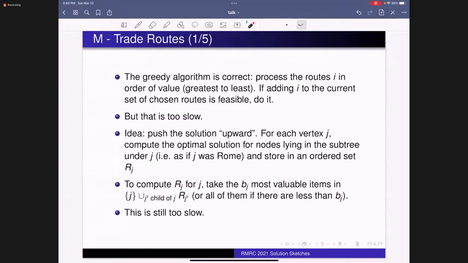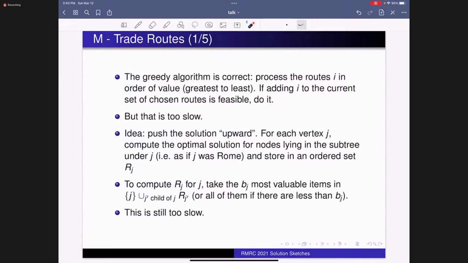Trade routes. Trade routes is a bit of a deceptive problem because there's some insight to see a greedy algorithm, but then once you see it, you might be tempted to go and implement it. But unless you take extra care in the implementation, it'll be too slow. But the greedy algorithm itself is correct.